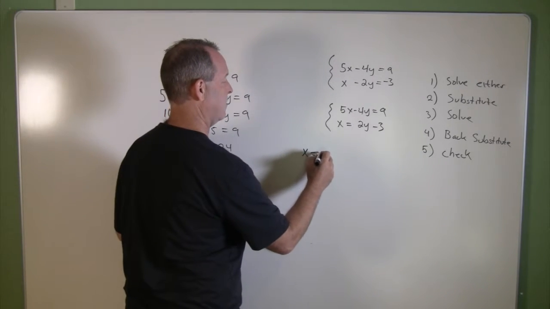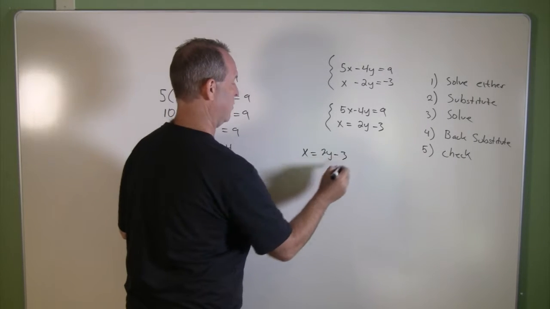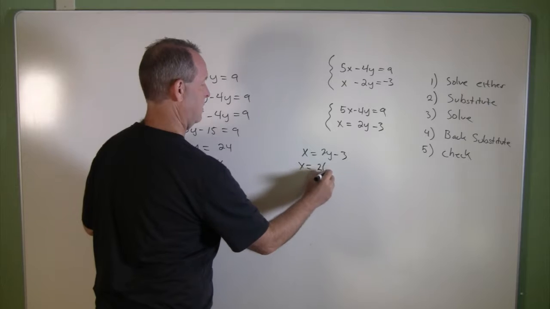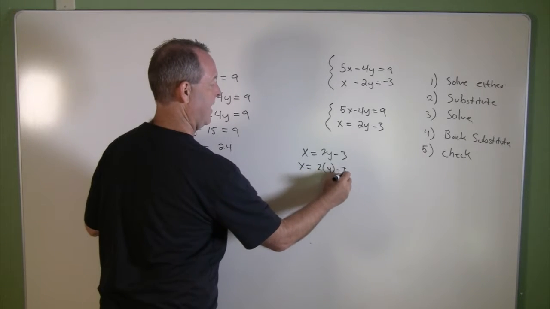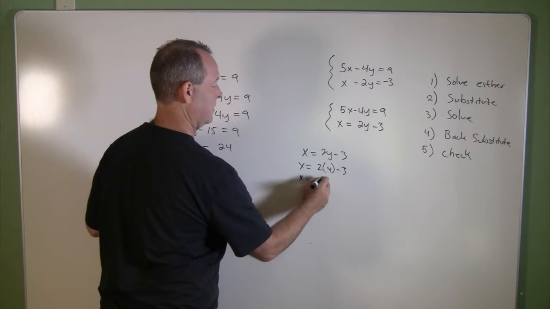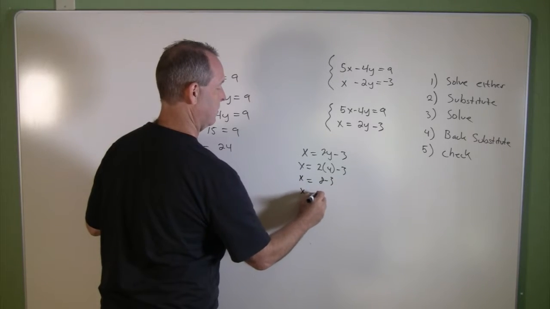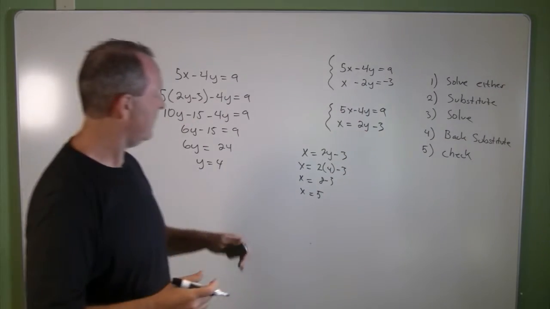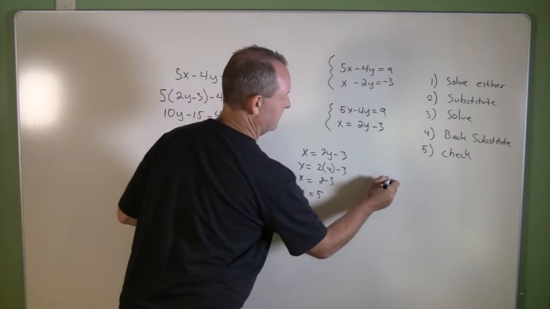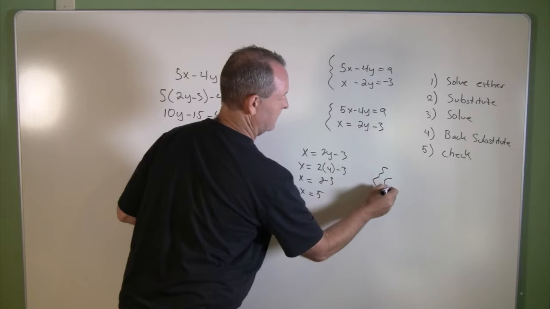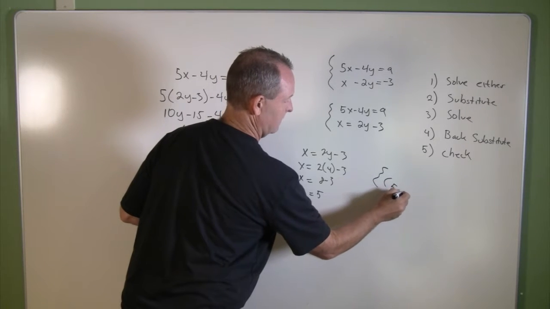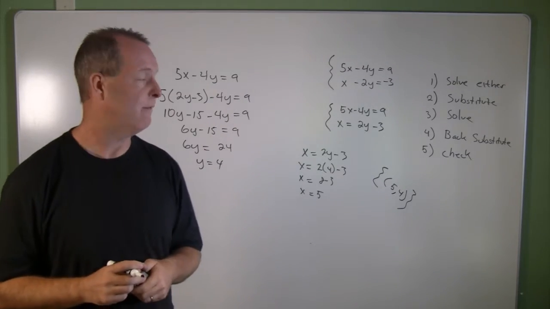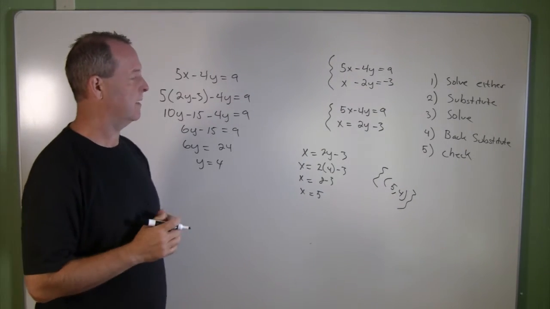So I have x equals 2y minus 3. x equals 2 times 4 minus 3. x equals 8 minus 3. x equals 5. And so I have a solution set of the coordinate pair (5, 4). And that's the solution to both of these equations in the system.